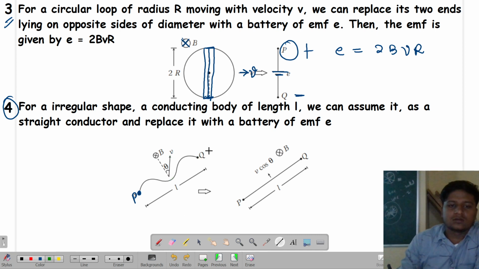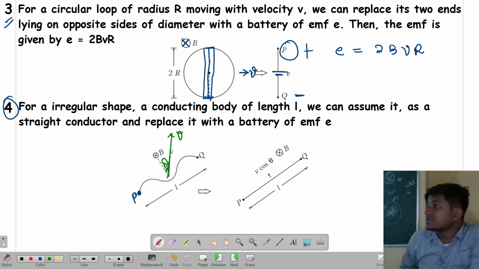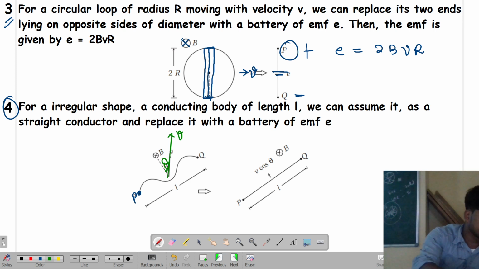It is moving perfectly with some velocity v, and this v is making some angle theta with the magnetic field. Not the length of the conductor, the angle theta is with the magnetic field. Got it or not? Magnetic field is inside it. Now, the question is, what will be the amount of EMF generated? Can you tell me? Tell me fast.